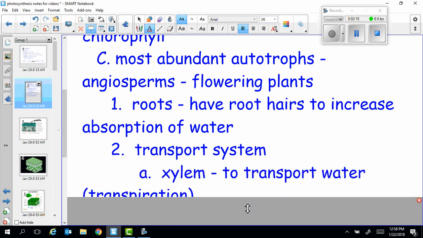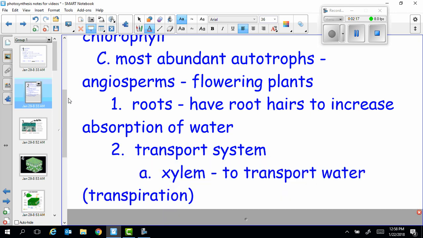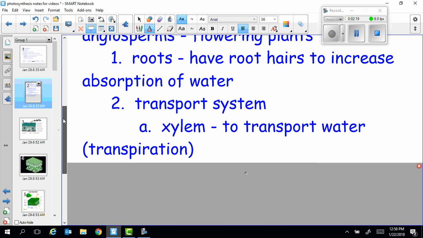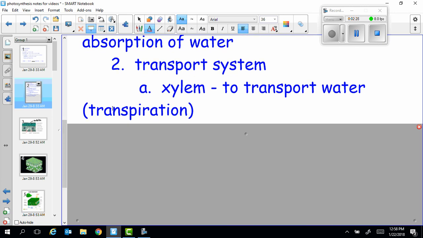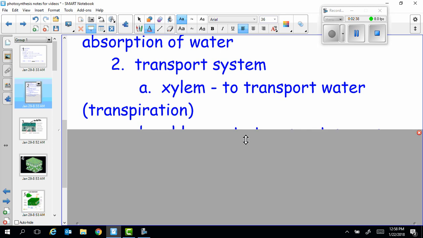And then a transport system is to move what you are required and what you are making. So xylem is going to move what is required. You need water, so that's a transport system for moving water. It's all due to transpiration, which means that water is constantly evaporating out of the stomate of the leaf, and it's being pulled up as a cohesive column of water through xylem cells.